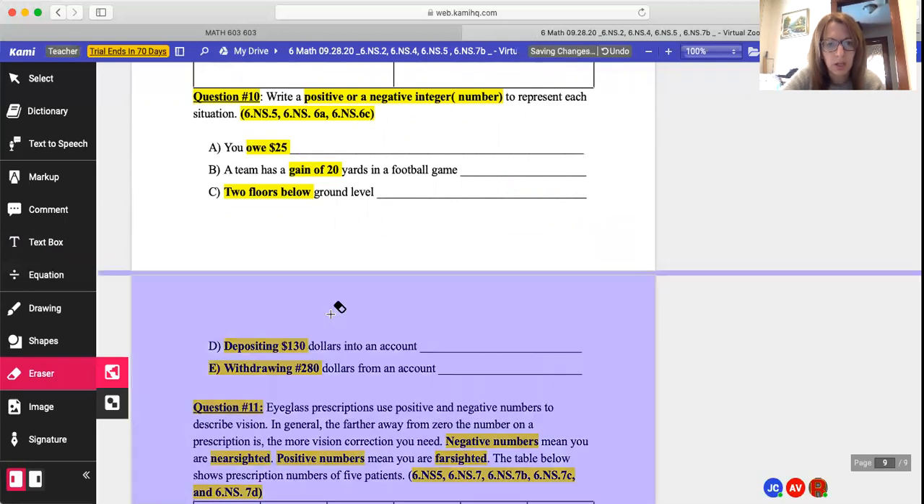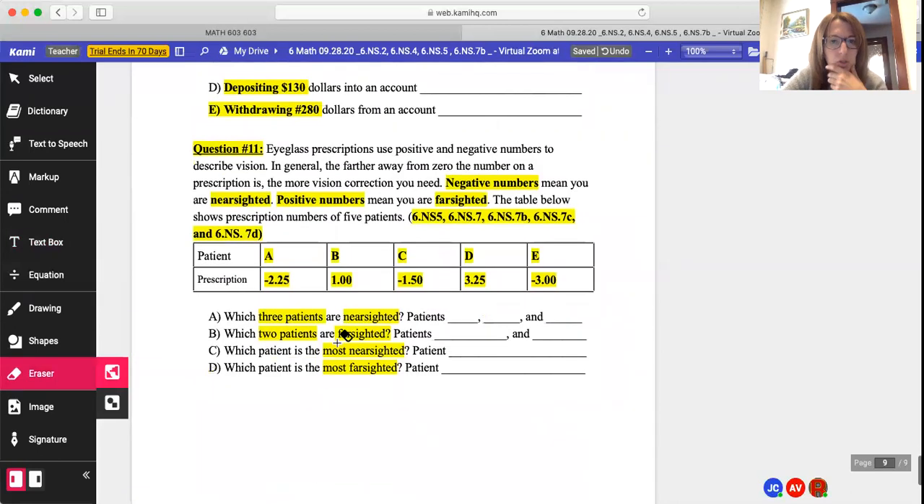So let's move on and let's go do this question. Eyeglass prescriptions use positive and negative numbers to describe vision. In general, the farther from 0 the number is on the prescription, the more vision correction you need. A negative number means you're nearsighted, which means you can't see far. A positive number means farsighted, which means you can't see near. And I'm nearsighted, so I have a negative prescription. Using this table, we're going to answer the questions.